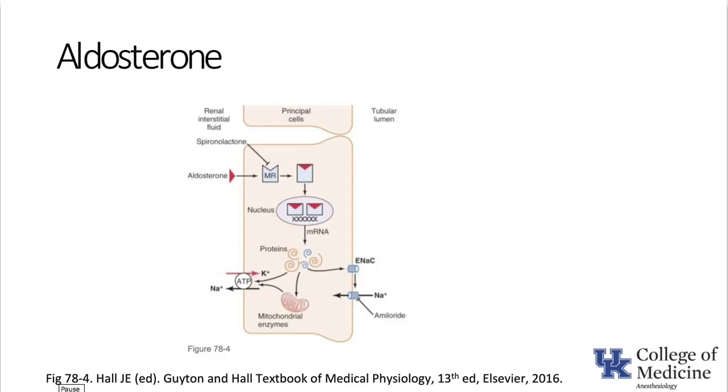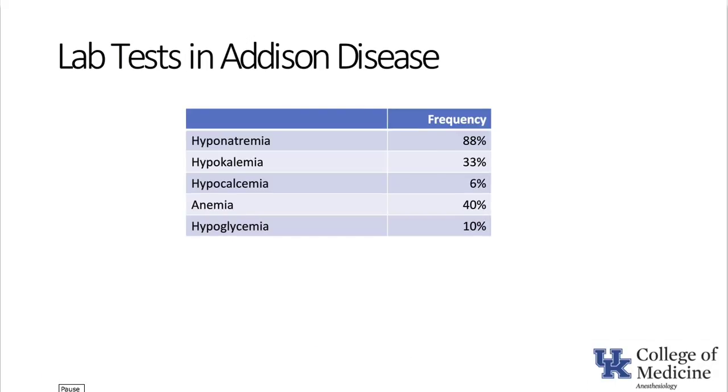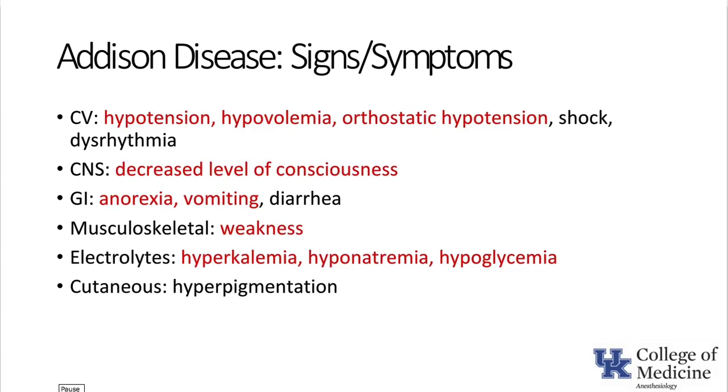This table lists the frequency of abnormalities of different lab tests in patients with Addison disease. It's obvious that hyponatremia is by far the most common abnormality. This slide lists the signs and symptoms of Addison disease. Pause it if necessary to review them.